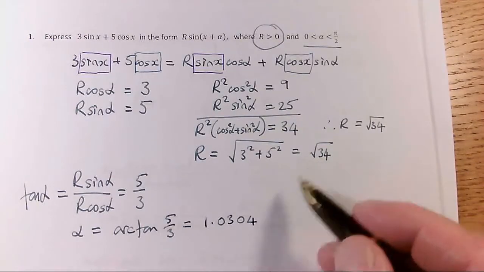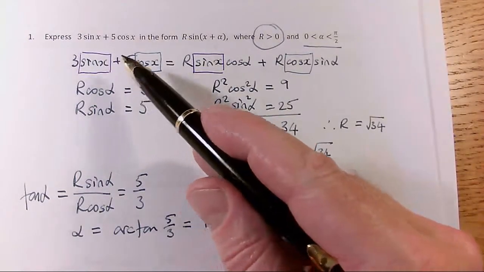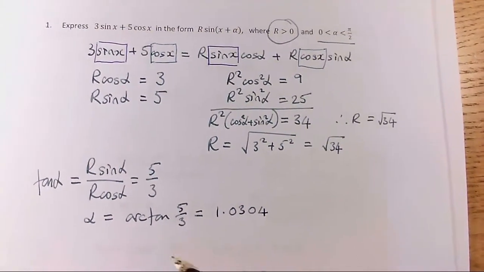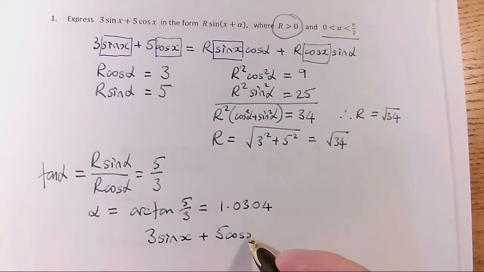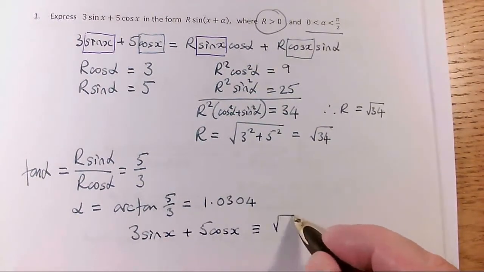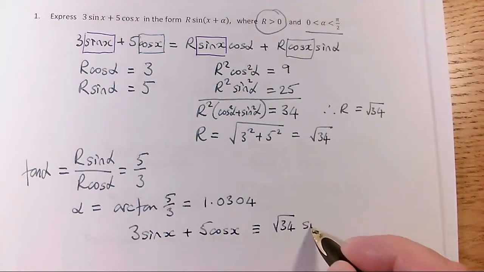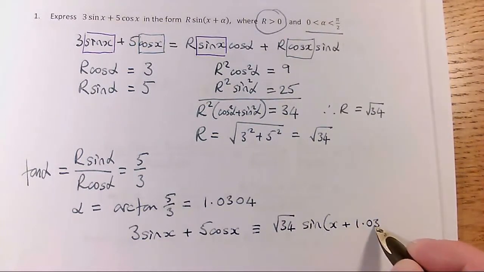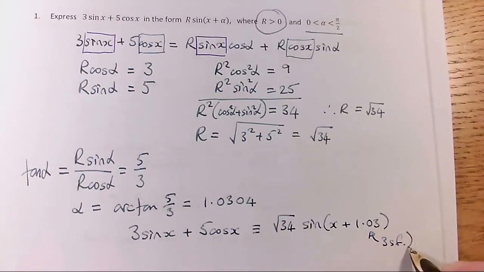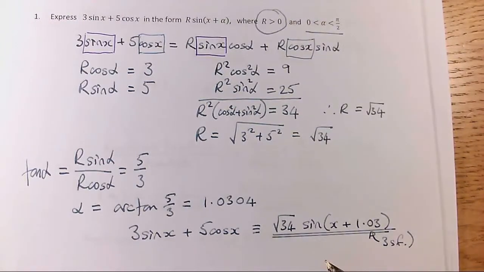So I have my r and I have my alpha, but it says express it in this form, so I should write it out. In fact, let's be proper, let's write out the left hand side as well. 3 sine x plus 5 cos x, okay, for all values of x is equivalent to root 34 times sine of x plus 1.03, okay, and I'm going to give this to 3 significant figures and declare that I've done that. And of course I've got to double underline it, and now I'm done. Good.